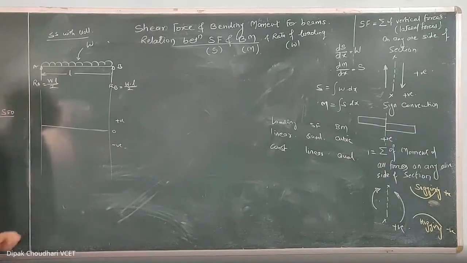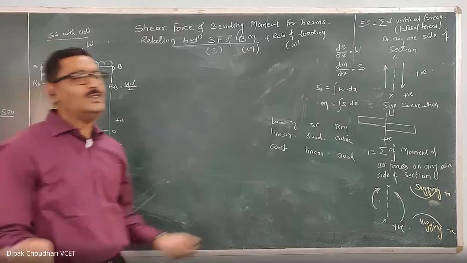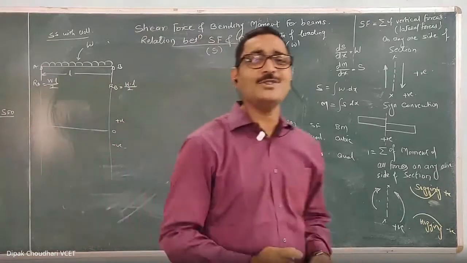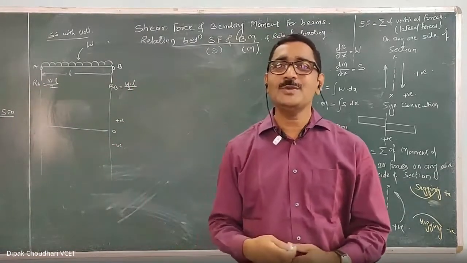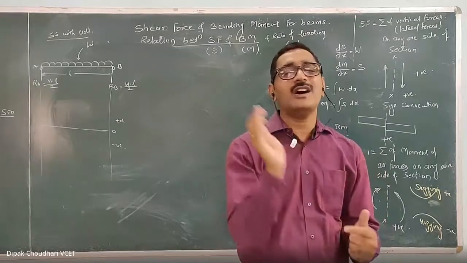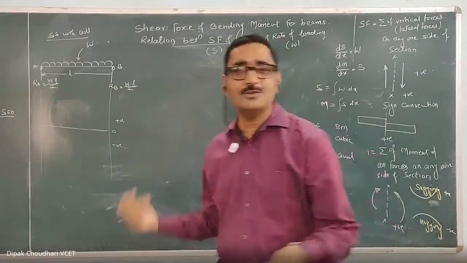If at any particular position there is a negative shear force, only the direction is changing. Shear force is tangential to the cross section. And positive and negative mean what? Here it may be upward or downward. That is the only difference.